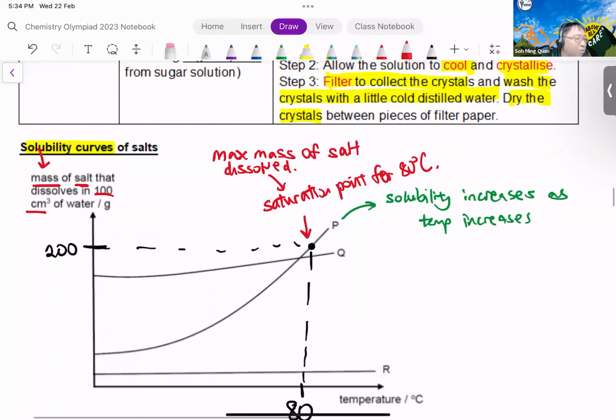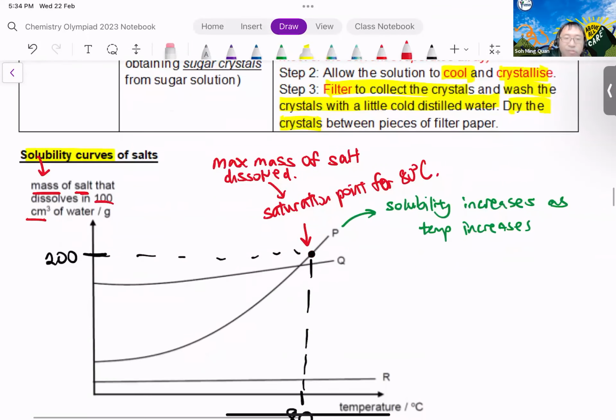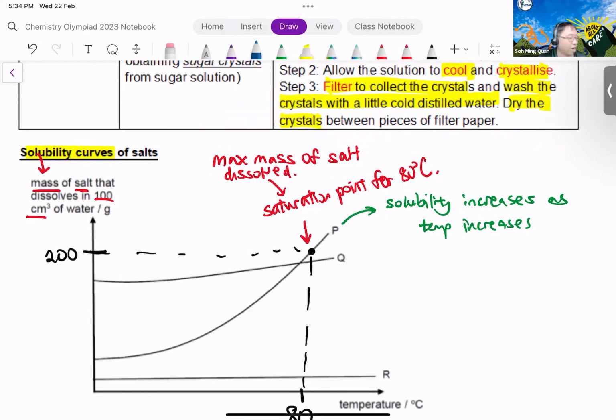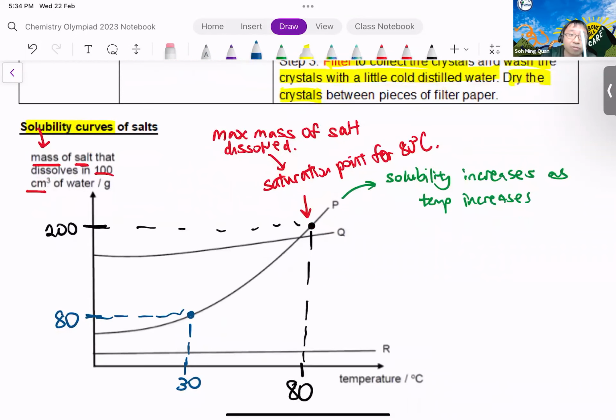So the first step is heat till it's saturated, right? What's step 2? Let's read step 2. Allow the solution to cool. Cool means what? The temperature goes down. Room temperature is about 30 degrees nowadays, it's hot, right? So maybe 30 degrees is here. So now let's look. Maybe at 30 degrees, only 80 grams of the salt can dissolve. So what on earth has happened to this difference? What on earth has happened to the 120 grams of the salt?